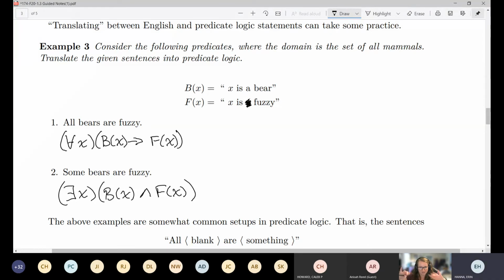Hopefully that makes sense. Again, it's a little weird at first to go between the English and the predicate logic. But if all bears are fuzzy, then for every single x, if it's a bear, it must be fuzzy, because that's how you get that all bears are fuzzy. If it's a bear, it must be fuzzy. Some bears are fuzzy. There exists at least one that is a bear and is fuzzy. Not necessarily saying that every single bear is fuzzy, but there at least is one.